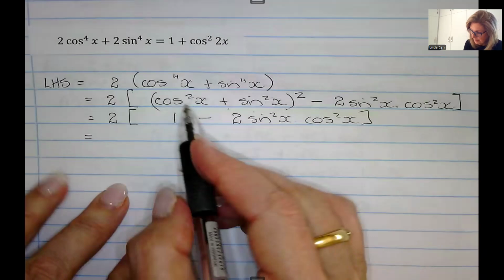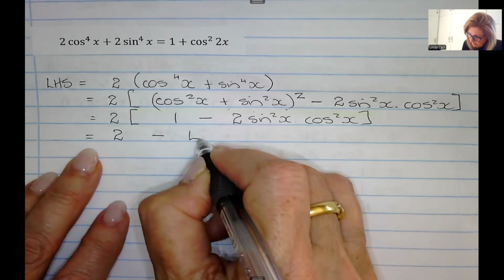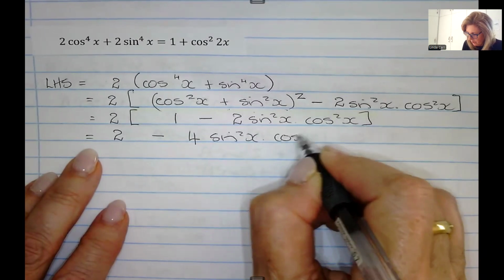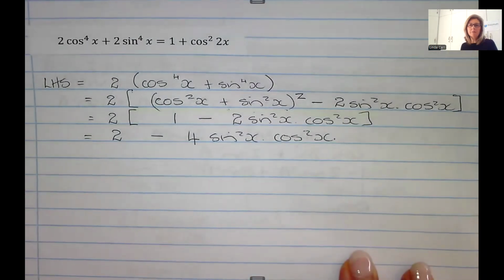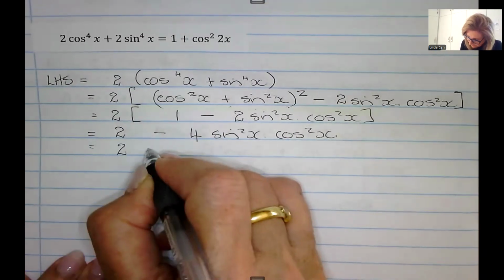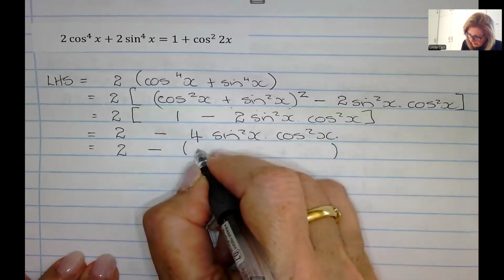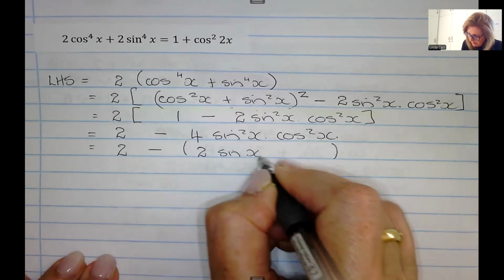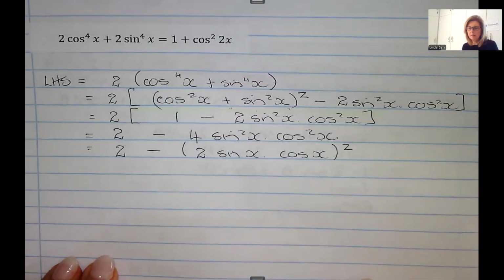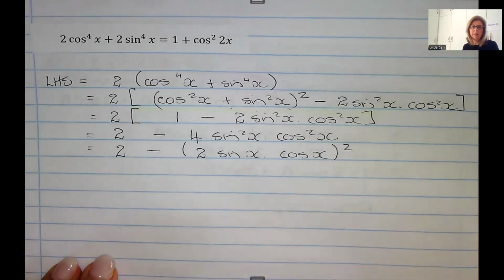Okay, what I'm going to do instead is I'm going to multiply the 2 into the bracket. And this gives me 4 sine squared x cos squared x. If I didn't get the 4, I would have been stuck. But because I got the 4, I'm going to say this whole term is 2 sine x cos x all squared. Okay, look at that carefully. If I square this bracket, are you happy that I'll get back there?